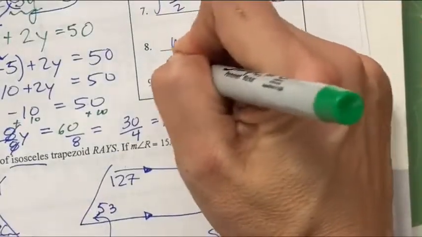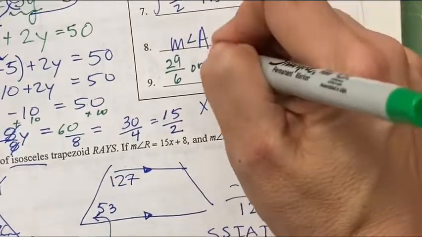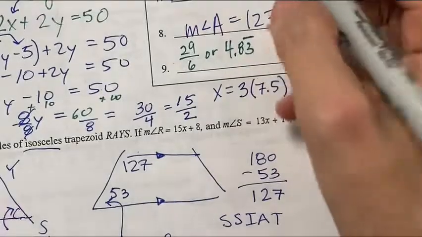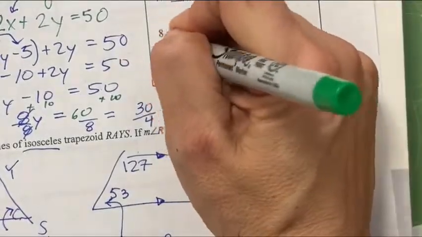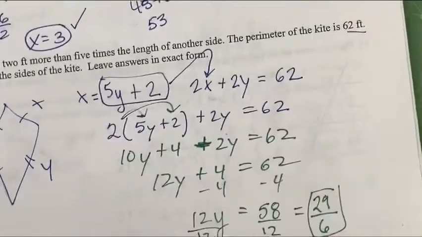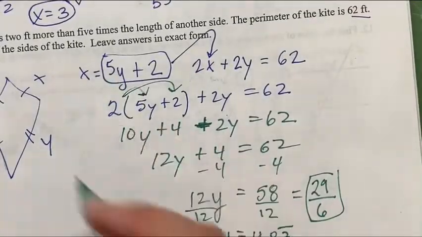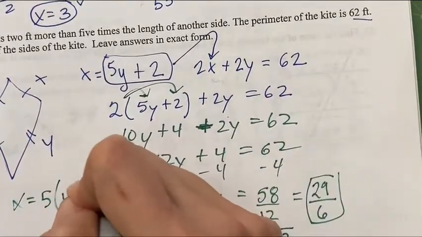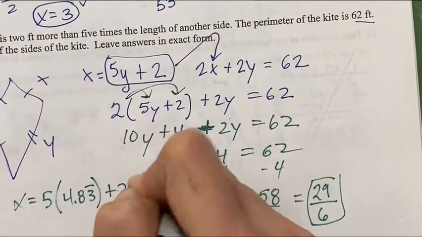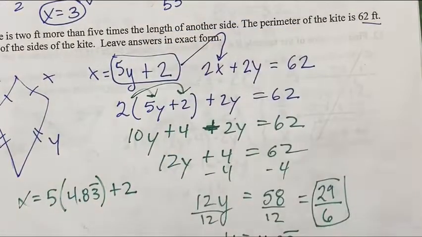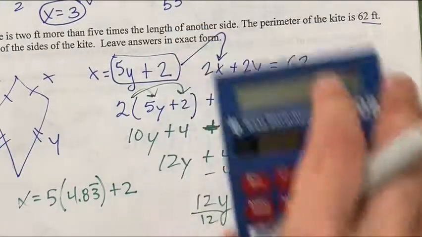So I would take the answer 29/6, or 4.83 repeating. Now let's solve for the other side. So that's what we got for y. Let's get our x. Looking back here, we can plug in either one. If you plug in the decimal, 5 times the decimal still in your calculator, plus 2. Let's do it. 5 times this decimal, oh, that's not the decimal I get. Let me hit clear. Let me put it back in there.